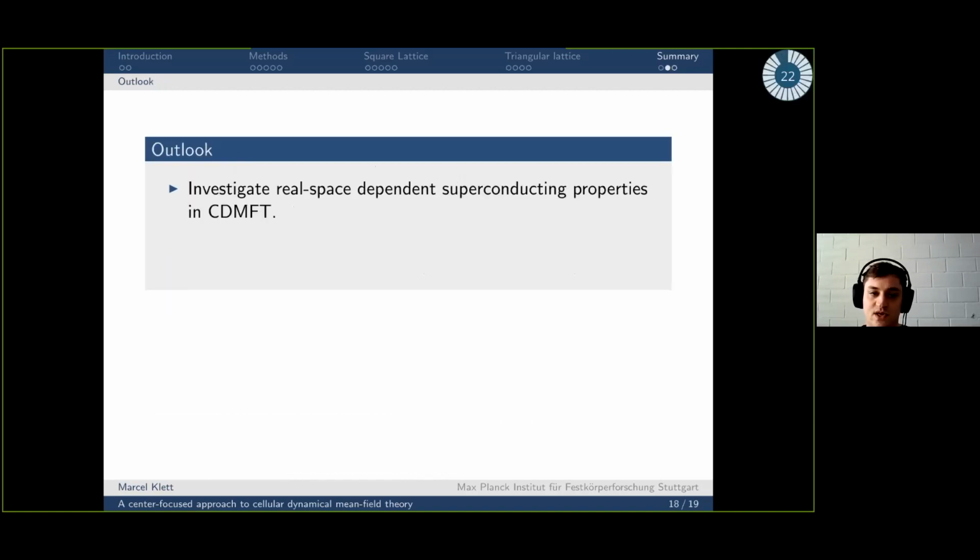And a very quick outlook. So what's next for CDMFT? What we want to do next is investigate real-space dependent superconducting properties. So basically we want to solve CDMFT in a Nambu approach. And since I talked a lot about the undoped case and no t prime in the square lattice, we obviously can also include these parameters in CDMFT, and we are already doing this.